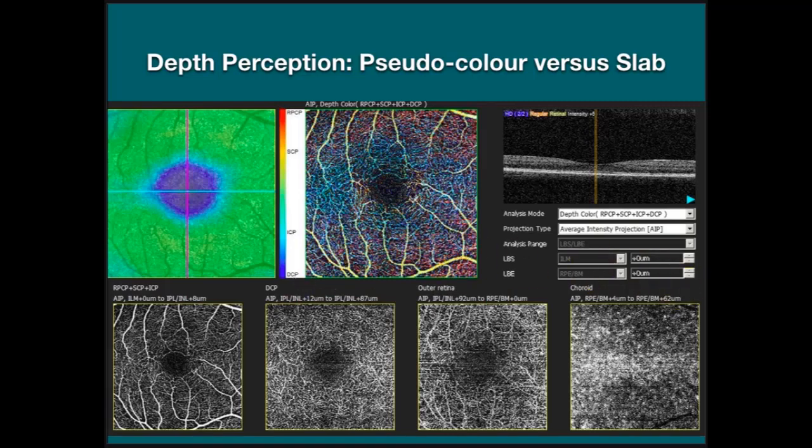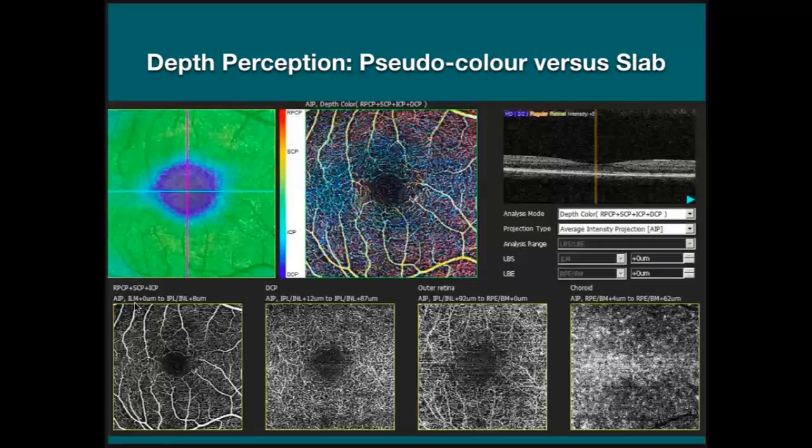Alternatively, you can have a look at the different layers by using slabs of tissue. So in the first image, we have vessels in the RNFL capillary plexus, the superficial capillary plexus, and the intermediate capillary plexus. And they're represented in the image below that. There's also some indication here of where the slab starts and ends.